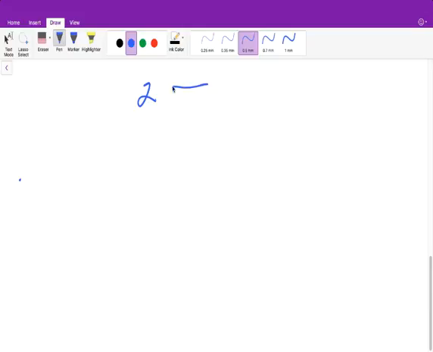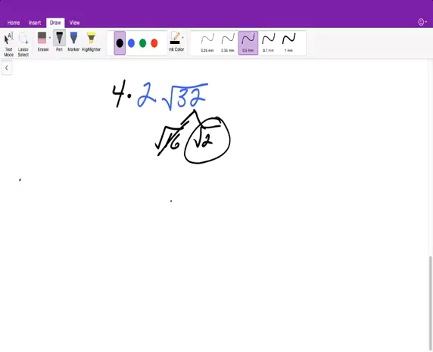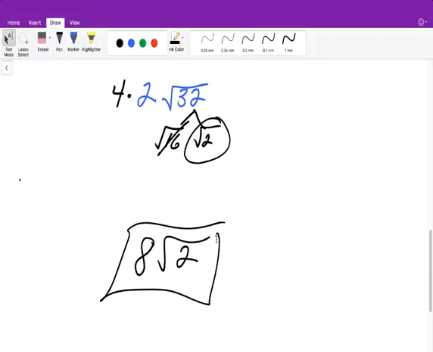All right, the next one we have was 2 times the square root of 32. Well, 32 can be broken out to 16 times 2. The square root of 16 is 4, so I can multiply that to the number out front. I can't reduce the square root of 2 at all, so 4 times 2 is 8, and I'm left with the square root of 2.